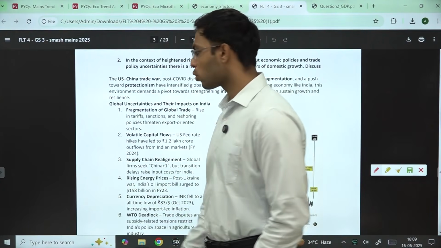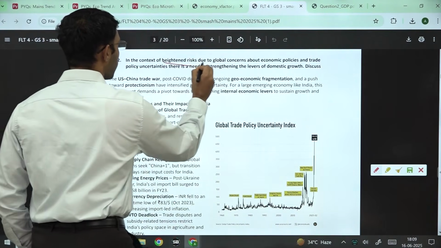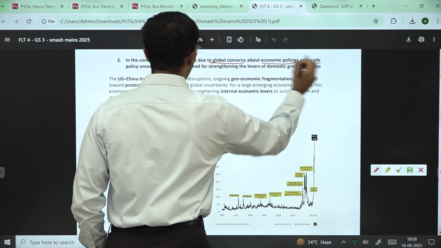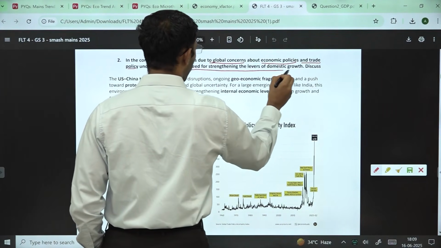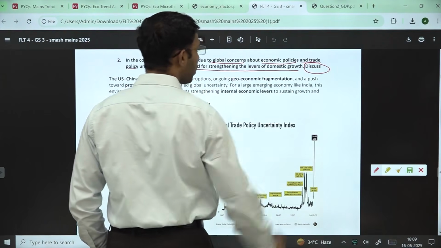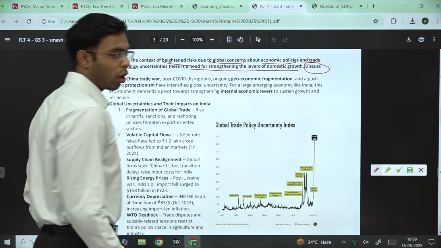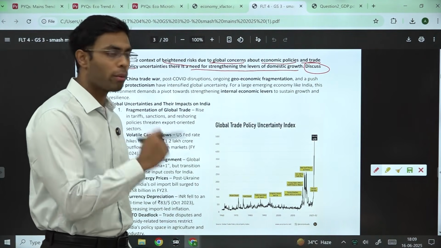For example, if I had to read this question, in the context of heightened risks due to global concerns about economic policies and trade policy uncertainties, need for strengthening the levers of domestic growth, then I would circle this. So this is a statement. The real question is this: discuss. Now, for example, if it was critically analyze, then I know that I have to give a negative argument here as well, right?